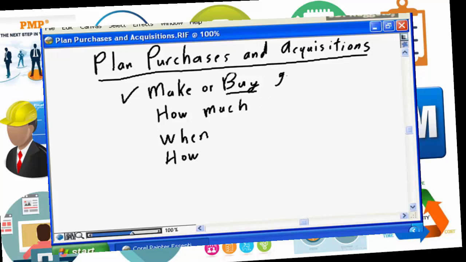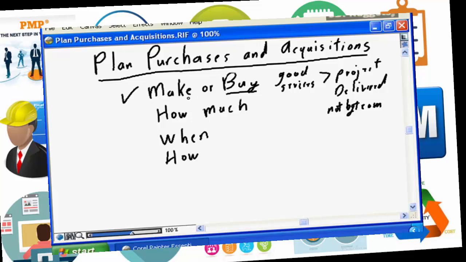So you're looking for goods, you're looking for services that are required by the project that will be delivered outside the team. So that effectively is what the make or buy decision is all about. Understanding what goods, what services are required by the project, but they will be delivered by a third party that's not part of the core project team.